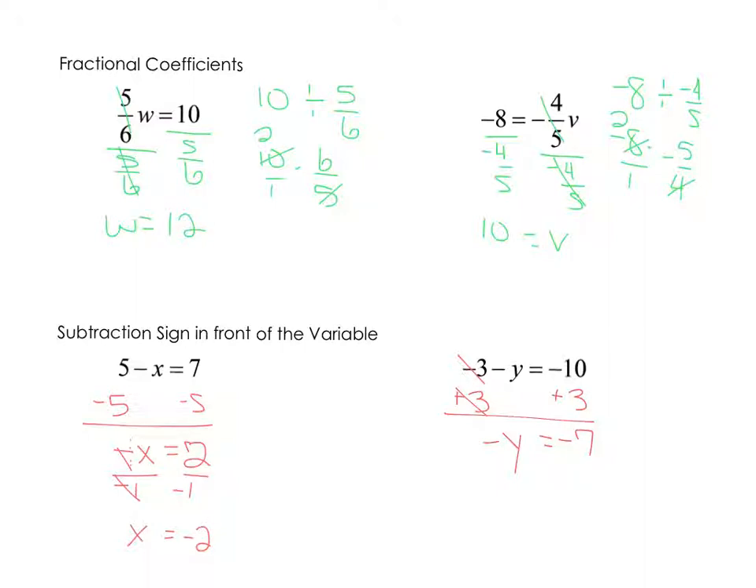Since it's negative y, this is really a negative 1y. We just don't write it. So we're going to divide both sides by negative 1. Those negative 1s will become positive 1. So y equals negative 7 divided by negative 1 is 7.